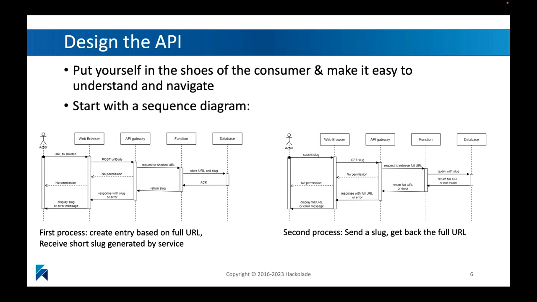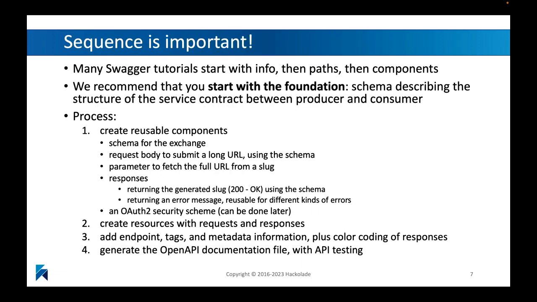When we design the API, what we're going to try and do is put ourselves into the shoes of the consumer and make it easy to understand and navigate what this person or this system is doing. And we do that usually with a sequence diagram, where on the left-hand side here, you see the first process where someone creates an entry using a full URL and receives the short slug back that is generated by the service. And on the right-hand side, you see the second process, which is where someone sends a slug to the service and gets back the full URL.